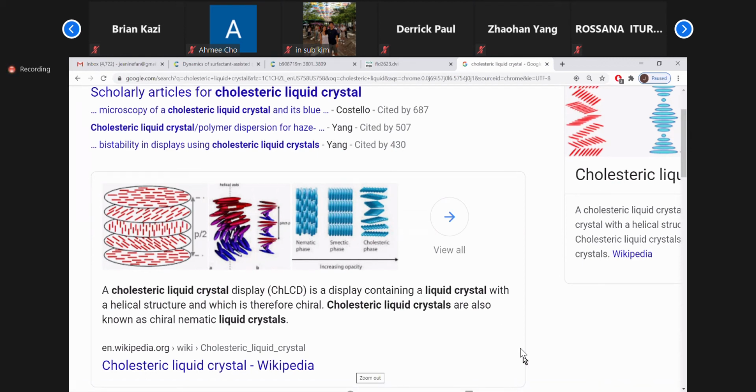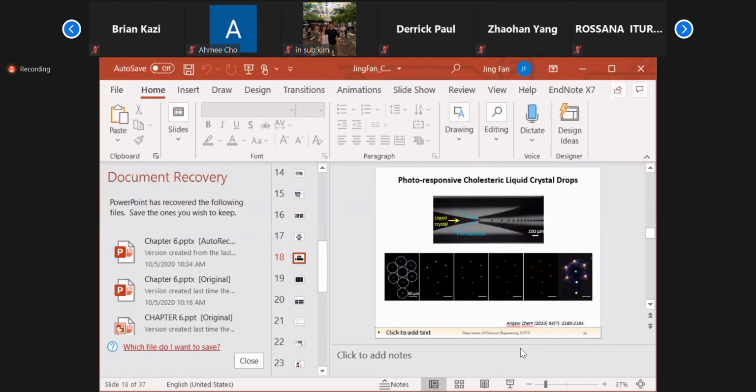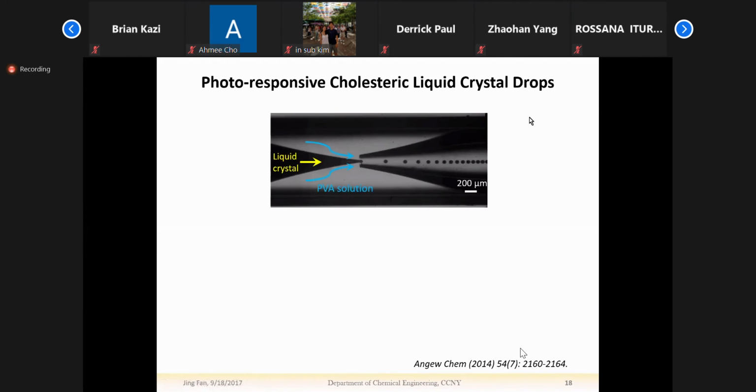Okay, so now let's go back to the slide. Our collaborators at the Liquid Crystal Institute at Kent State University synthesized a special cholesteric liquid crystal. Excuse me, my laptop ran low on battery.